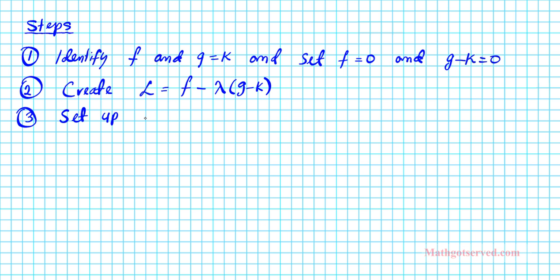Set up the system using partial derivatives. You're going to have the partial derivative of this entire expression, basically the partial derivative of f minus the partial derivative of lambda times g minus k. Remember, when you're looking for the critical points of a function, you find the derivative and do what? You set it equal to 0, so that's exactly what you're going to do here. When you find all the partial derivatives, you set each one equal to 0.